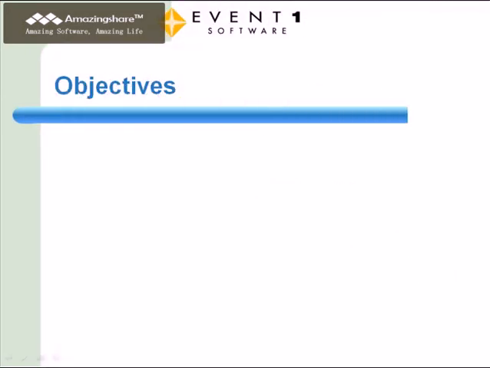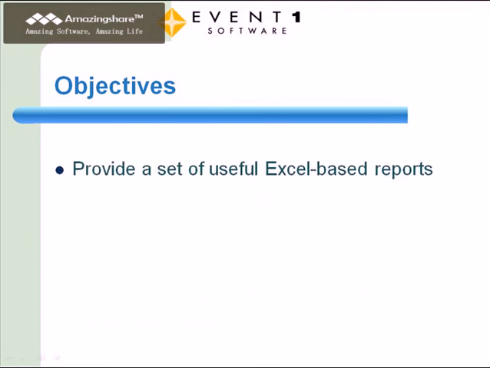Before we take a closer look at Office Connector Starter, we'll identify the objectives. First off, this special version is designed to provide you with a set of useful Excel-based reports that you can use with your Sage Timberline Office data. If you don't already own a license of Office Connector, these Excel-based reports will give you an introduction to the level of Excel-based reporting that is possible using Office Connector products in conjunction with your Sage Timberline Office data.